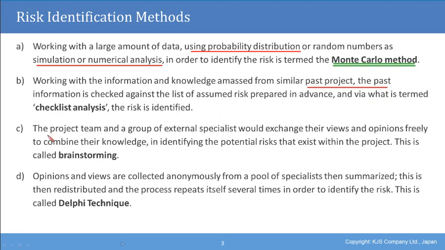The third option we had was the project team and a group of external specialists would exchange their views and opinions freely to combine their knowledge. So you have a team combining their knowledge in identifying the potential risks that exist within the project. This is simply known as brainstorming.